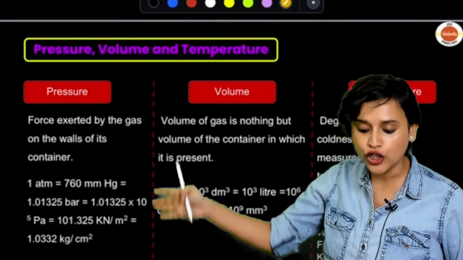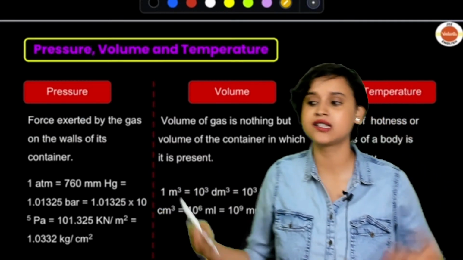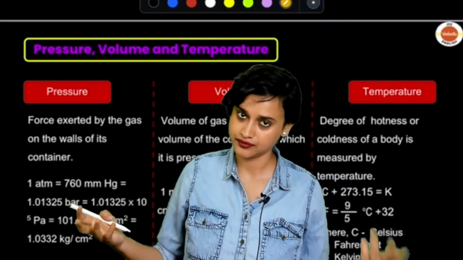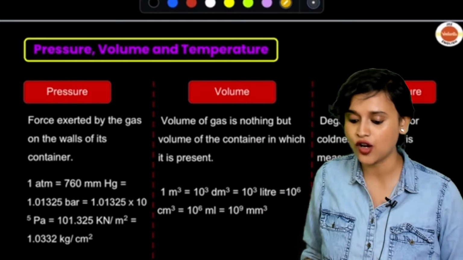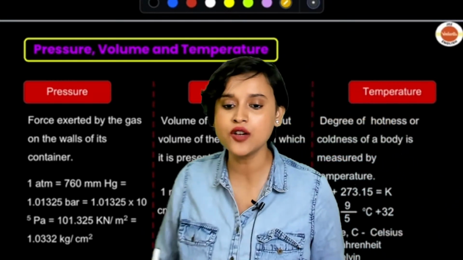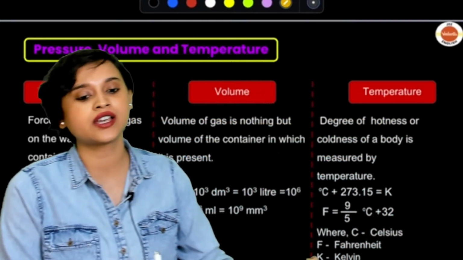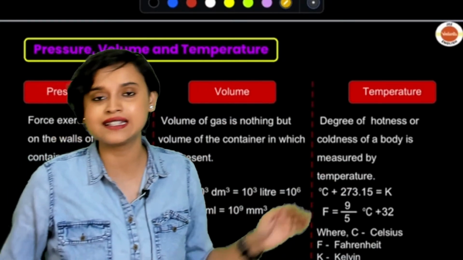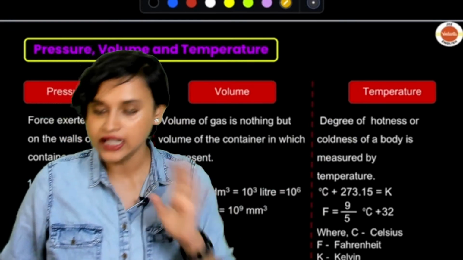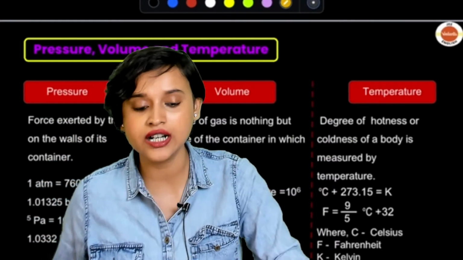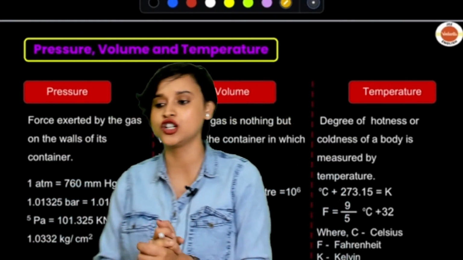Volume of a gas is basically the volume of the container. What is temperature? Temperature is the degree of hotness or the degree of coldness of a body that is measured by temperature. Once again, we all know all of these things from a very young age. Everybody, till here everything is crystal clear? Now, shall we move on towards our first law, everybody?